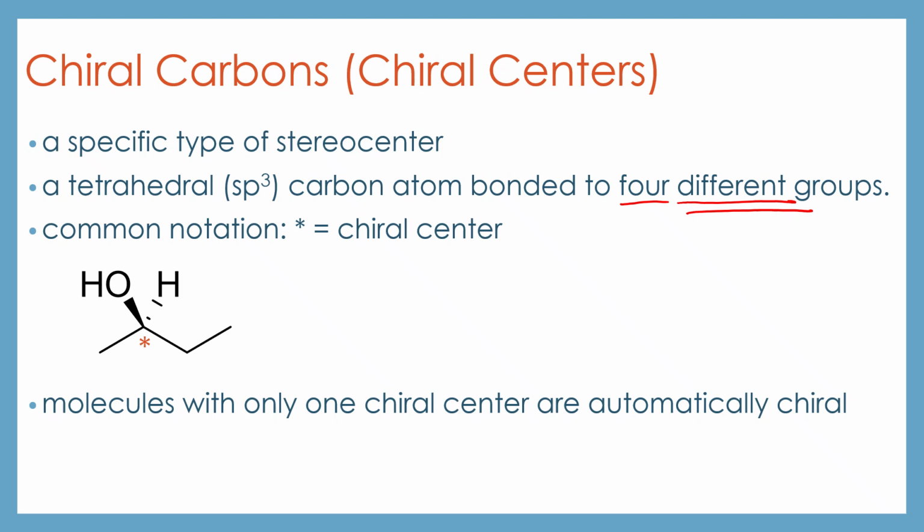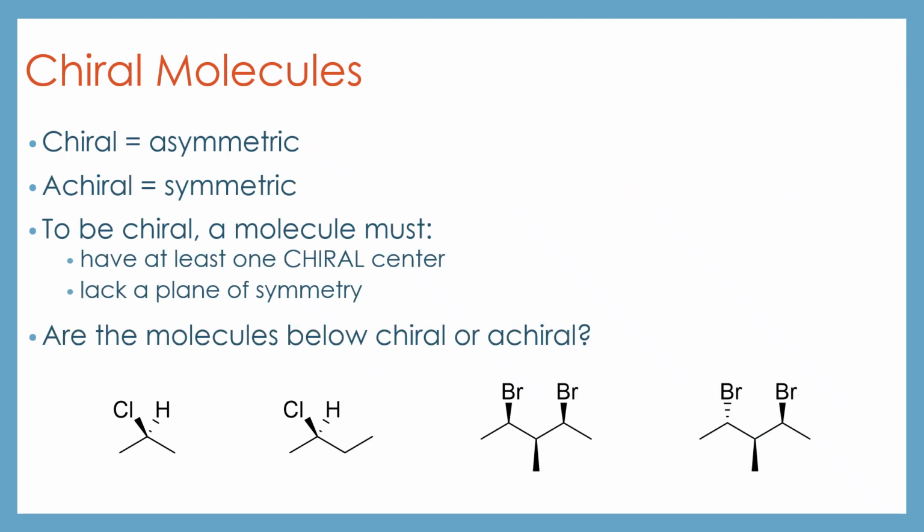Molecules that only have one chiral center are automatically chiral themselves, but not all molecules that have chiral centers are automatically chiral. So for a molecule to be chiral, remember chiral is kind of a fancier way of saying asymmetric. Achiral is a fancy way of saying symmetric. So for a molecule to be chiral, a molecule must have at least one chiral center, and it must lack a plane of symmetry. So the next question is, are the molecules below chiral or achiral?